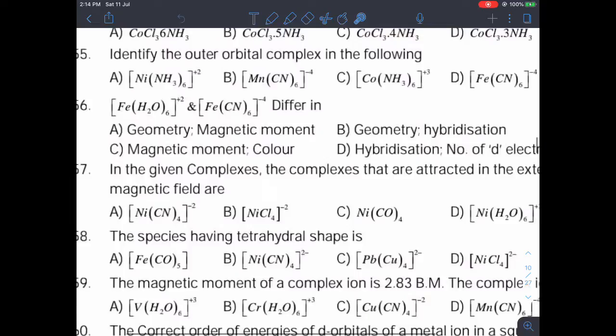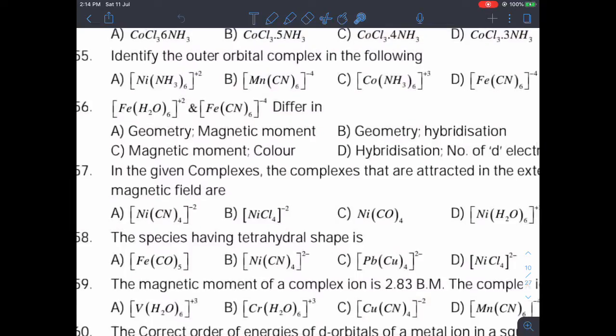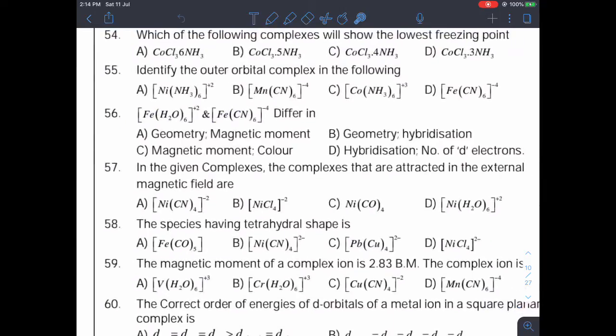In what way are these two complexes different? That's what the question is. Fe(H2O)6 and Fe(CN)6. So what about the geometry? The answer is the same, because it is also octahedral, it is also octahedral. What about the magnetic moment? That may or may not be the same, because we have to look at their nature and the configuration. But the geometry for sure they have the same.